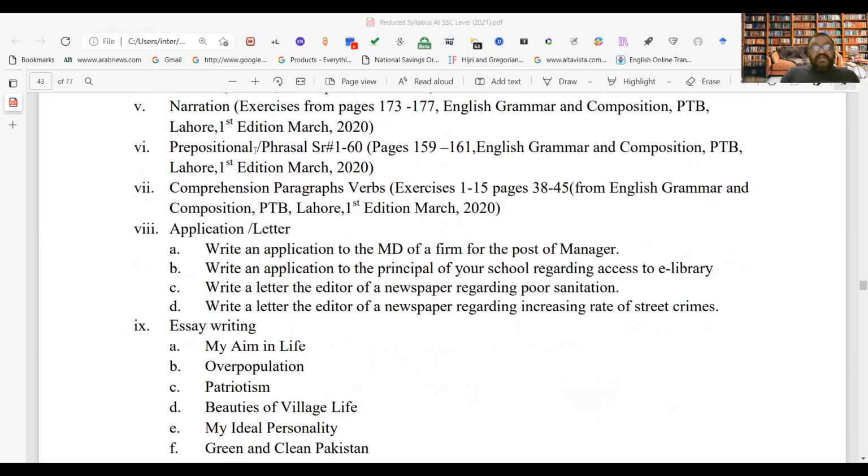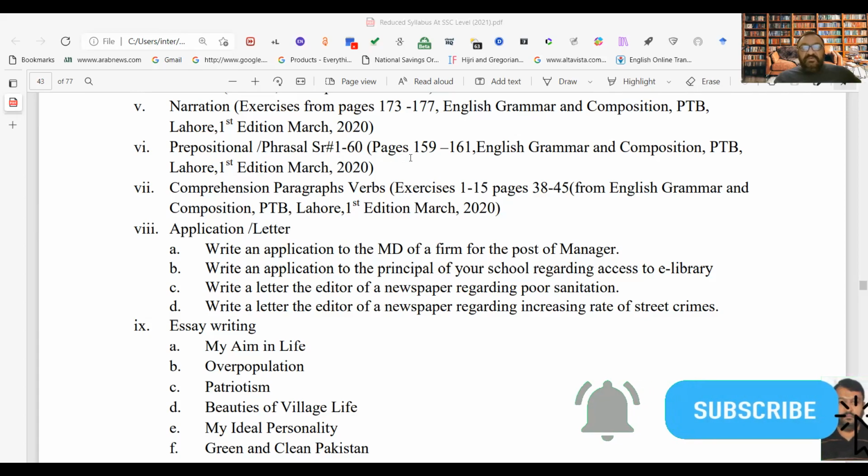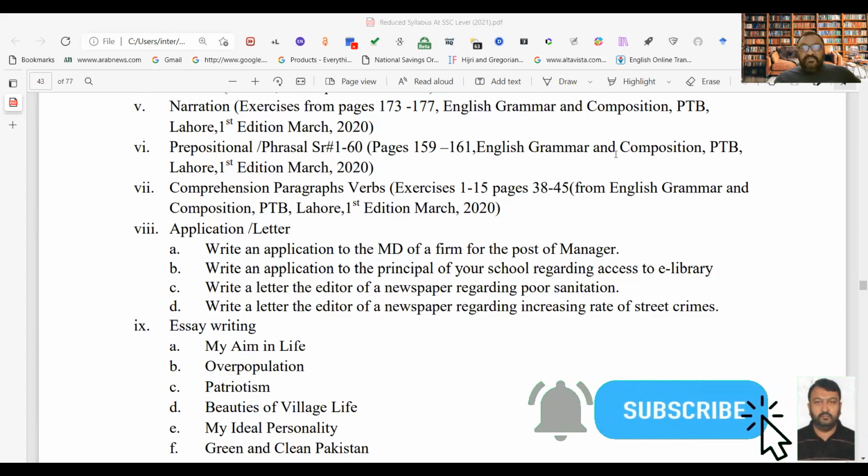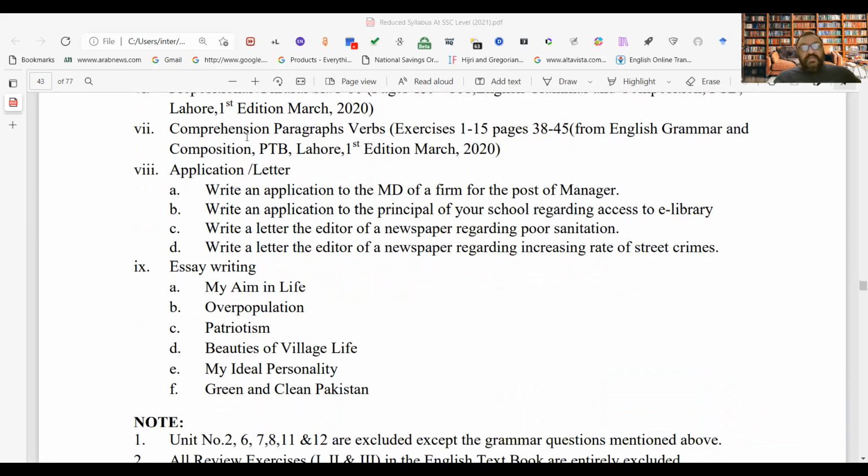Number five, narration exercises from page 173 to 177, Punjab Textbook Board. That's grammar and composition. There is only one grammar book for grade 9 and grade 10, for the Punjab Textbook Board and Federal Board. It's the same: English Grammar and Composition, PTB, Lahore, edition March 2020. Number six, prepositional phrasal verbs, serial 1 to 60, pages 159 to 161, the same grammar book.